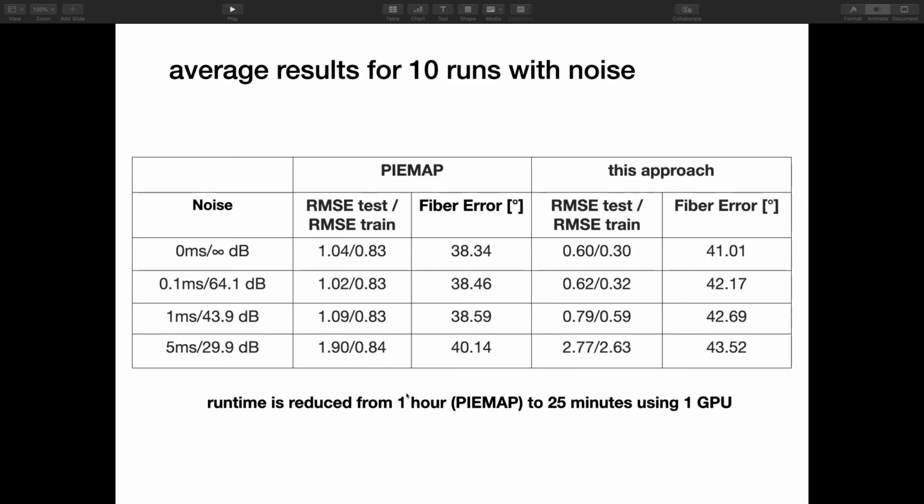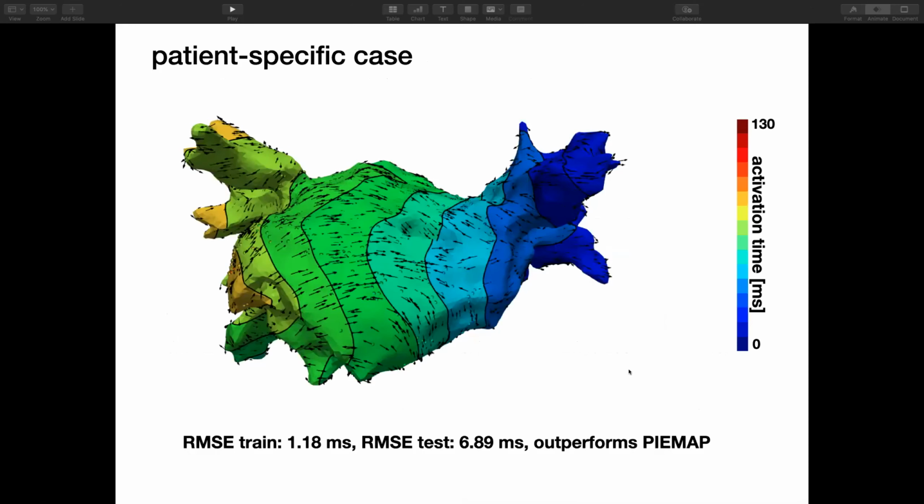So another advantage of our method is that we reduce the computation time from 1 hour to around 25 minutes using 1 GPU. We also did a patient-specific case where we left out around 20% of the measurements that a physician did for validation, and we also get a good agreement, and this is actually better than PyMap.